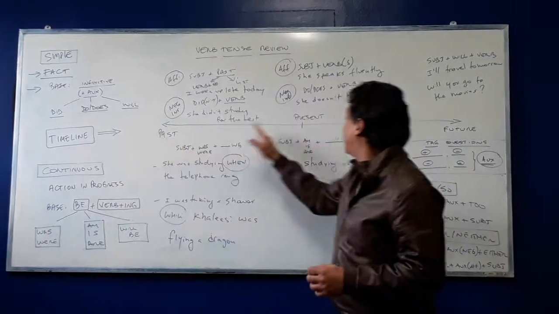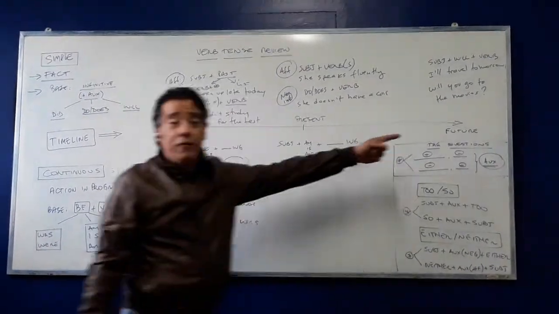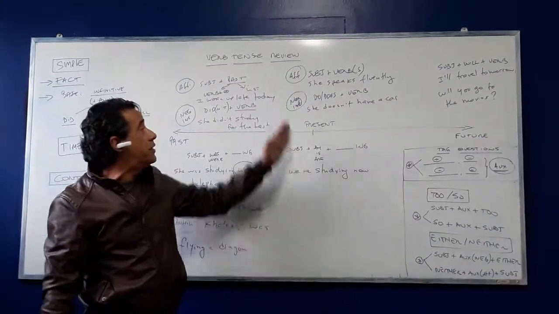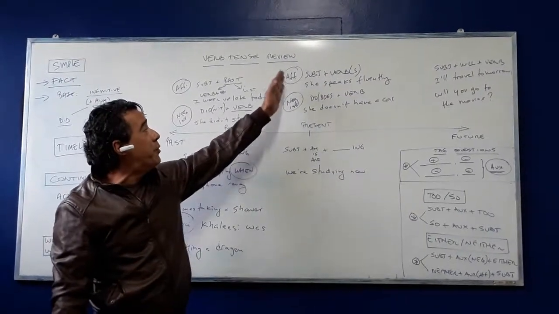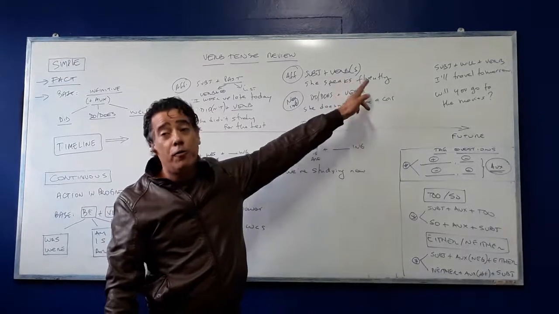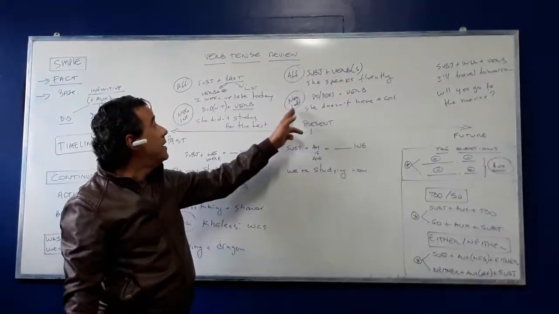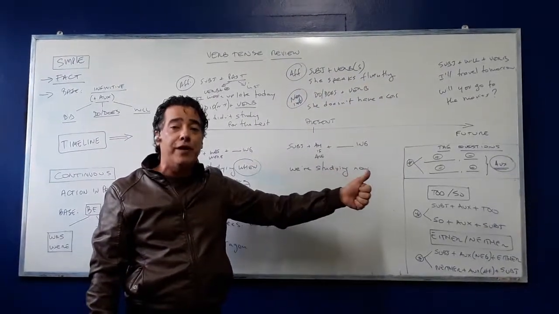So let's look at this timeline. We have here present, past, and future, yes? So in the present, we have two situations, present simple and present continuous. In present simple, in the affirmative, you use the subject plus verb plus S, he, she, it. Yes? So for example, she speaks fluently. I watch TV every day.